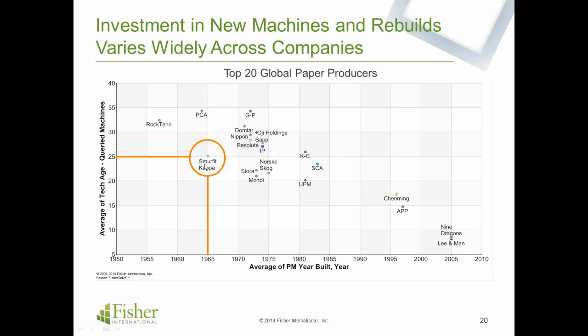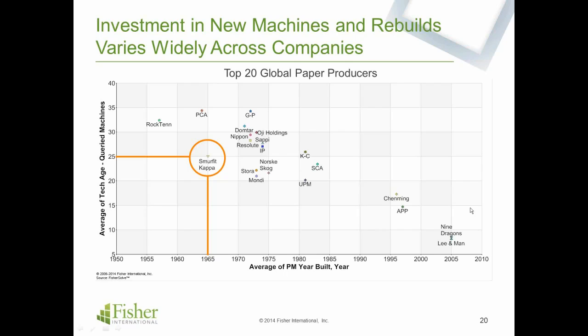So this is Smurfit Kappa, and you'll notice that on average, the actual age of their paper machines is about 50 years. On average, their machines are 50 years old. But the average technical age of a Smurfit Kappa machine is only 25 years. So, of course, what that means is that over time, Smurfit Kappa has been pretty active in investing in rebuilds to make their machines younger. And you can draw conclusions about how that compares to some of their competitors.